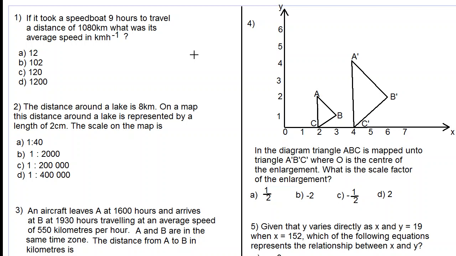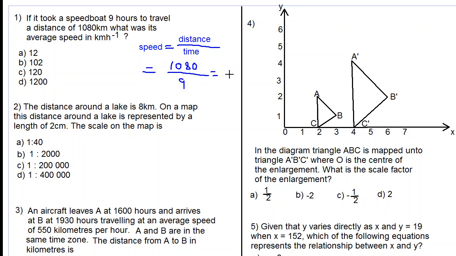If it took a speedboat 9 hours to travel a distance of 1080 kilometers, what was its average speed in kilometers per hour? So speed is equal to distance divided by time. So we have a distance of 1080 kilometers divided by a time of 9 hours. So let's do this division.